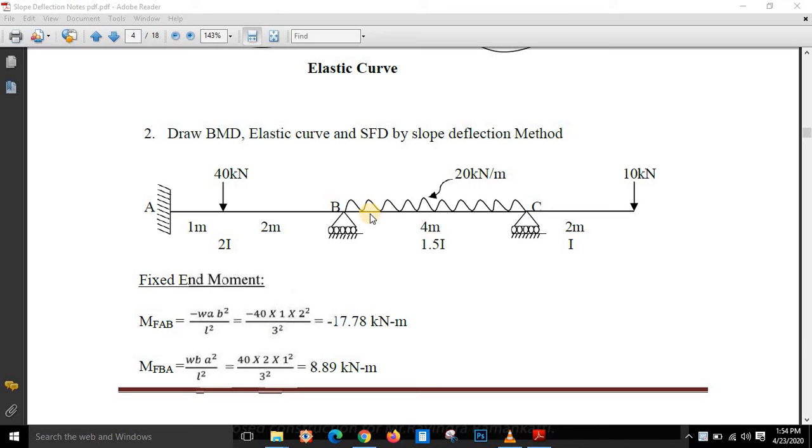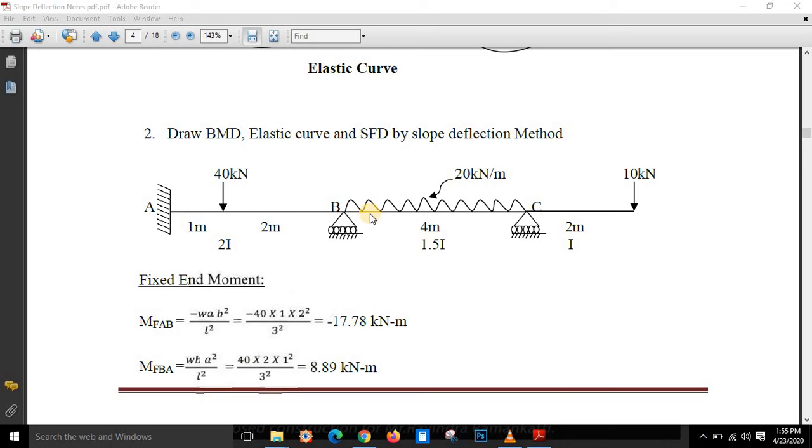So you can see here, in the previous tutorial we studied the slope deflection method, and we studied the introduction and one simple problem of two spans as an example. So in today's session we are going to study the overhanging beam problem. In this problem, displayed on your screen, we need to draw the shear force diagram and bending moment diagram for this particular beam.